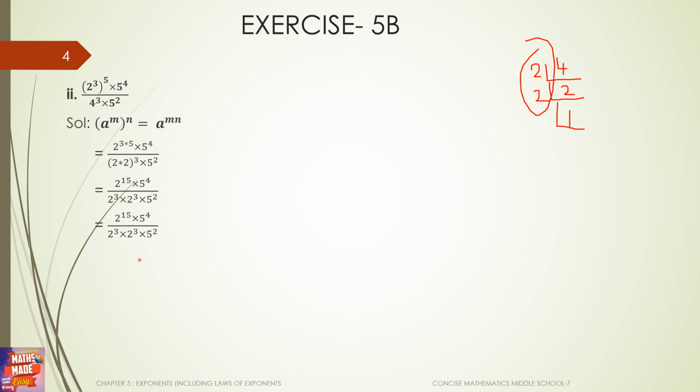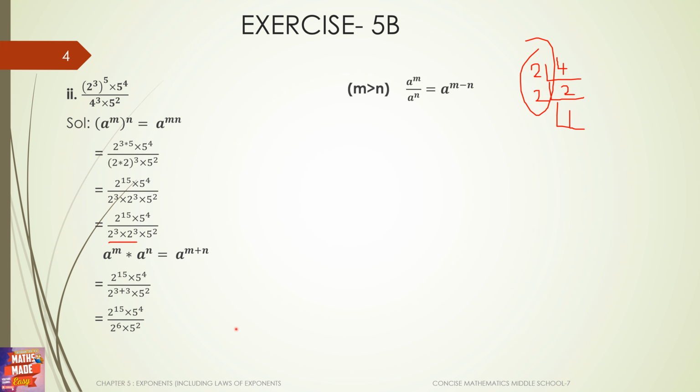Now you can apply the formula. A to the power of m into a to the power of n is equal to a to the power of m plus n. So I am going to apply this formula for these terms. So it will become 2 to the power of 3 plus 3. It is 2 to the power of 6.